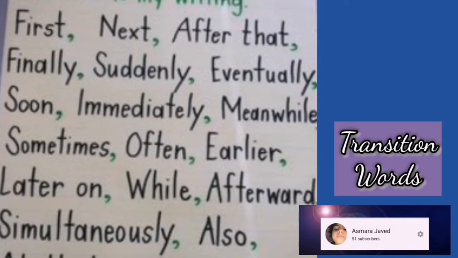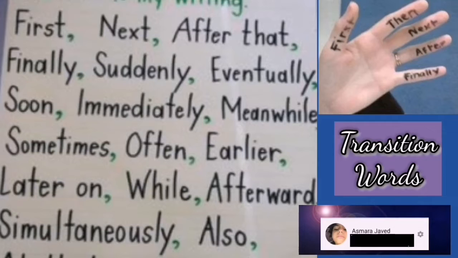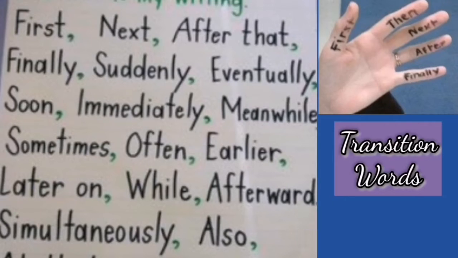Let's come to know about the words that can be used in recount writing. These are called transition words. First, next, after that, finally, suddenly, eventually, soon, immediately, meanwhile, sometimes, often, earlier, later on, while, afterwards, simultaneously, also. These are the words that can be used in recount writing.